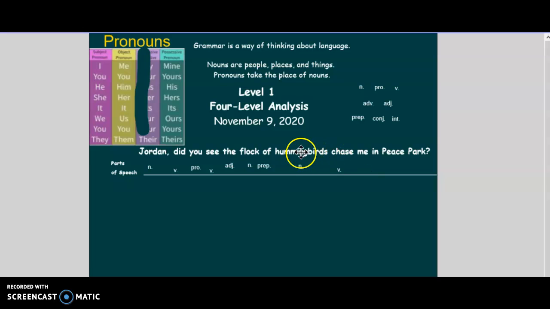Hopefully you're saying it's a pronoun. For one thing, it's on our list here, but also you can imagine that whoever is speaking isn't going to use the noun here. That would be their name. So if I'm the speaker, I'm not going to say, Jordan, did you see the flock of hummingbirds chase Amy in Peace Park? If I'm Amy, that's just weird. So instead, I'm going to use a pronoun to take the place of my name. So me here is a pronoun.